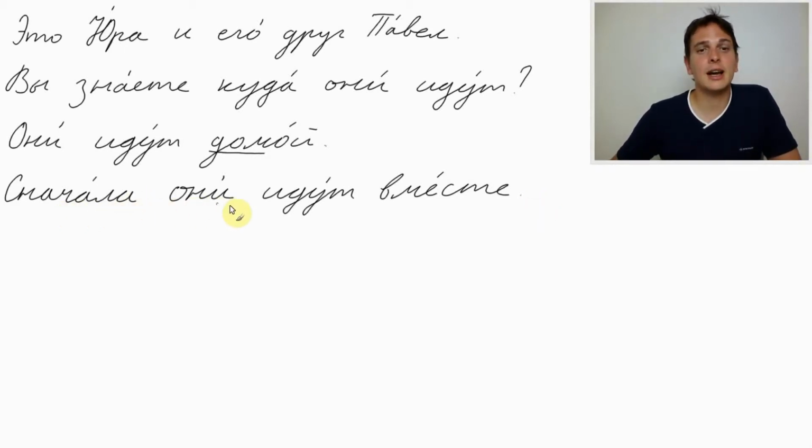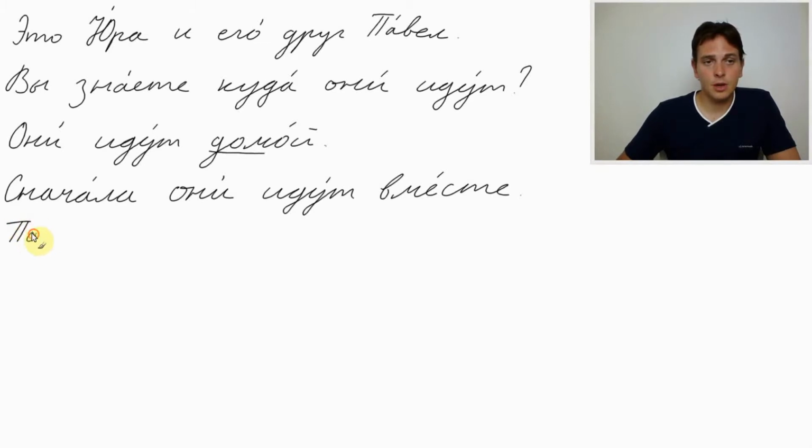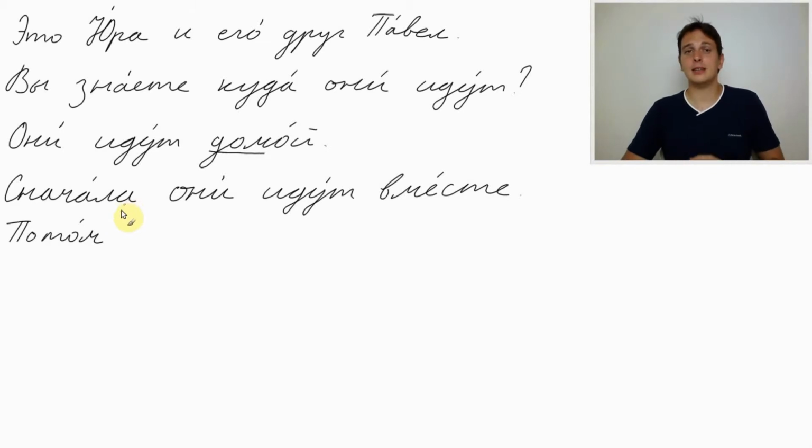So, сначала они идут вместе. First, they are going together. Вместе, together. Потом Юра идет направо. Then Yura is going to the right. Потом, with the emphasis on потом, later. Сначала is first. Потом, later. So if you narrate a story, you use these words. Сначала, you did something in the first place. And later, потом. Потом you did something else.